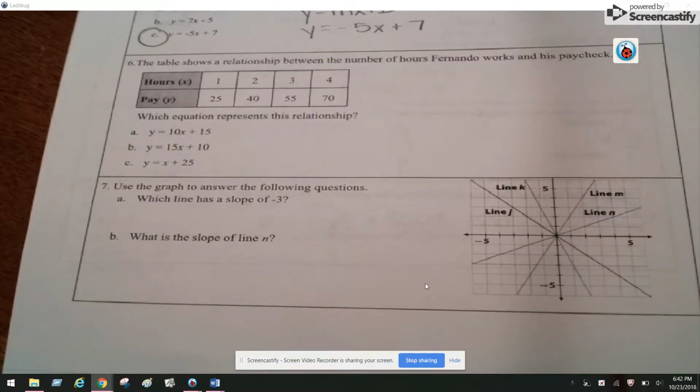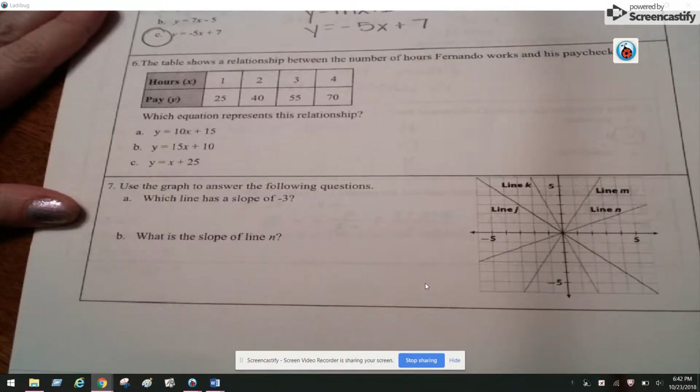All right, so we're going to take a look at number 6. We're looking at points in a table, and we need to find both the slope and the y-intercept. It looks like all of these are written in slope-intercept form. So I'm going to start by picking 2 points from my table. It doesn't matter which 2 I choose. I usually just choose the first 2.